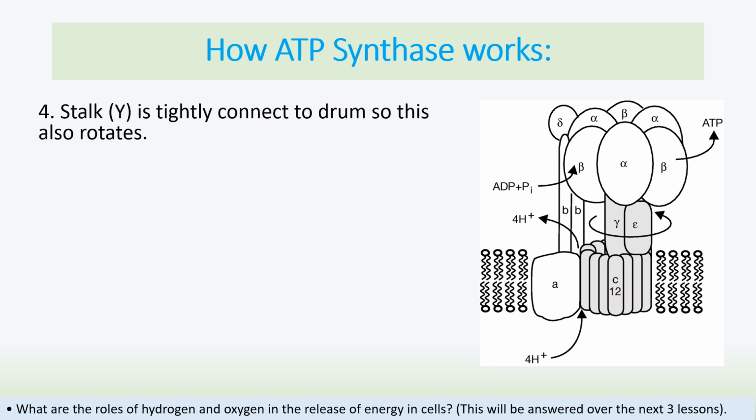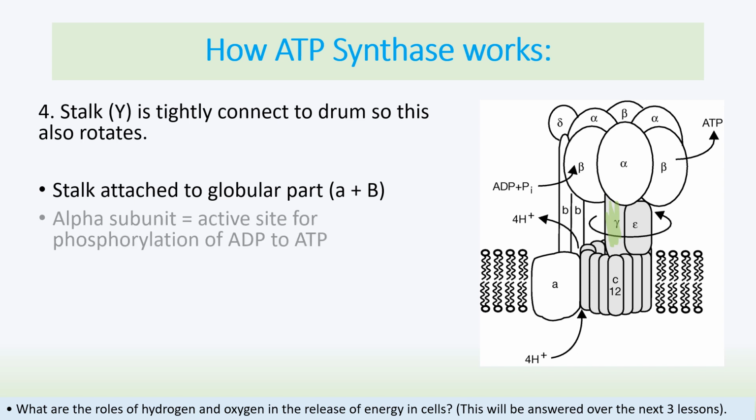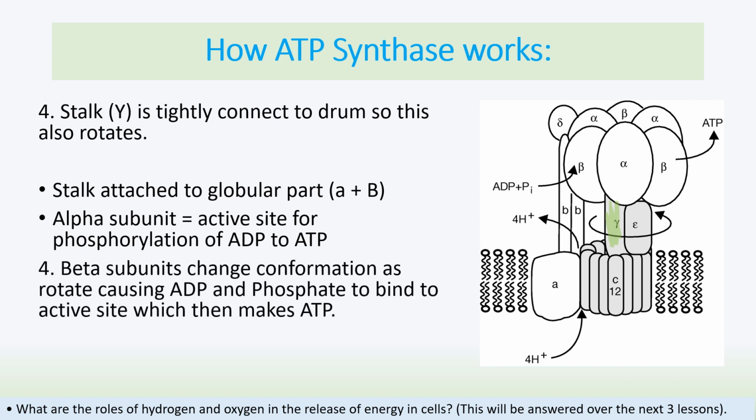If you look at the stalk, sorry, my pen is not doing what I want it to, which is sort of here. The stalk is attached to parts A and B, and the alpha subunits are active sites for phosphorylation of ADP to phosphate. The beta units change shape, and that causes the ADP and the phosphate to bind to make ATP.